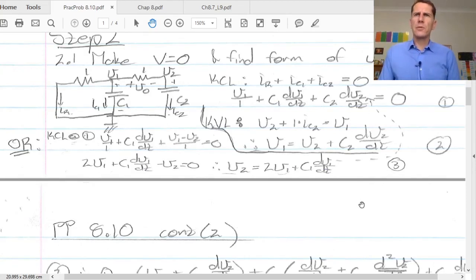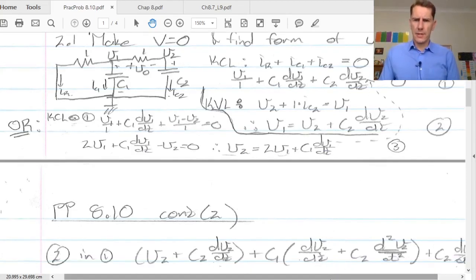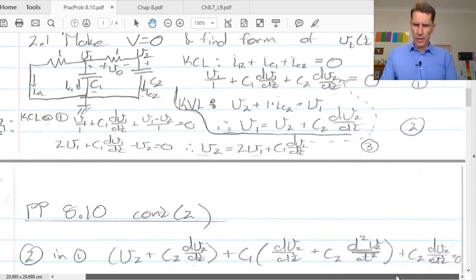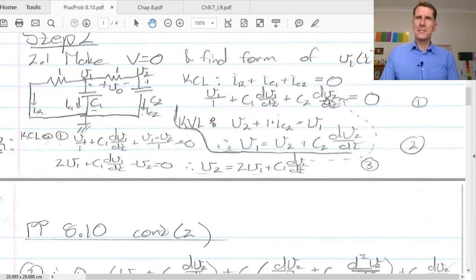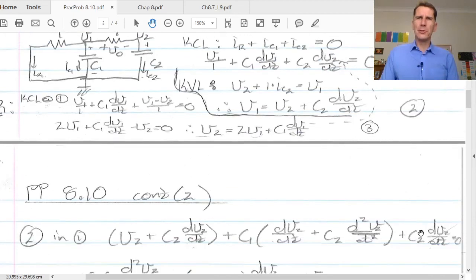And then the third term remains the same, there we go. Ooh, I ran out of space, it seems. It is still this same expression over there, the C2 dV2/dt.